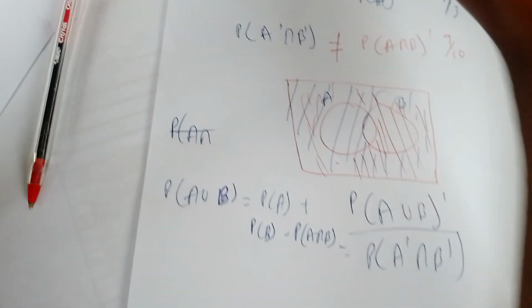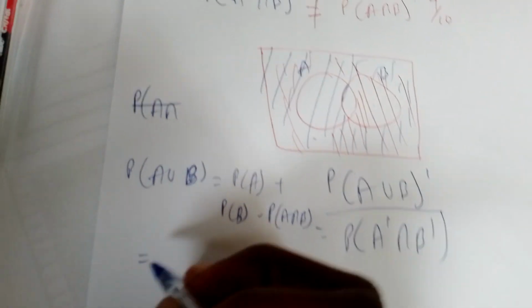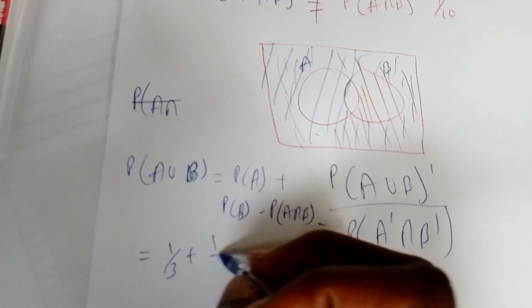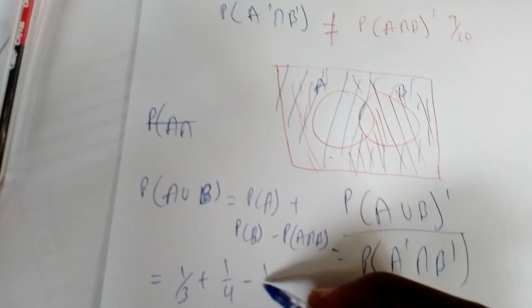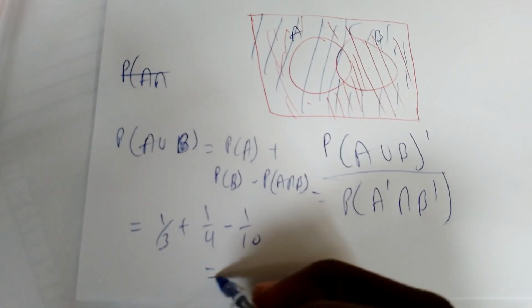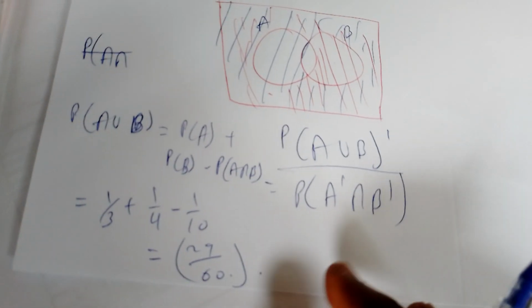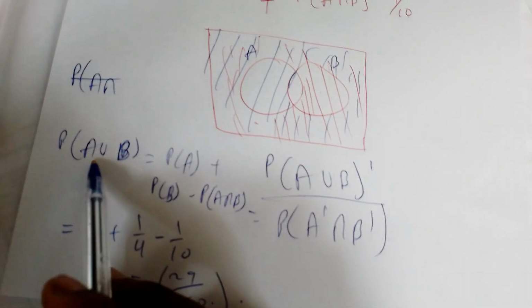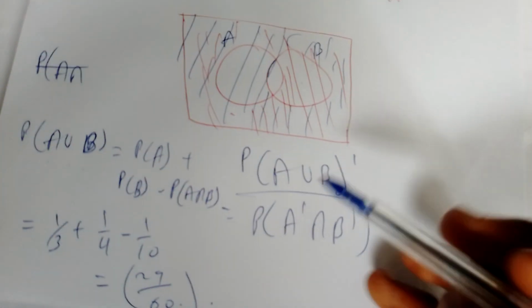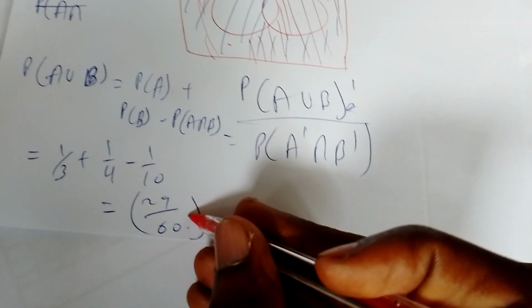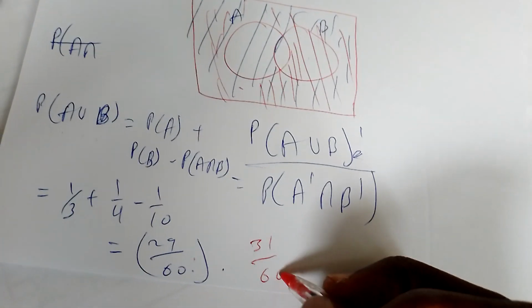Okay. Now if we know this, then we can say that that's 1 on 3 plus 1 on 4 minus 1 on 10. Okay, and this gives you 29 on 60. Good. Now if this gives 29 on 60, you want the complement of A union B. This is what you want. So that's 1 minus this, that gives you 31 on 60.